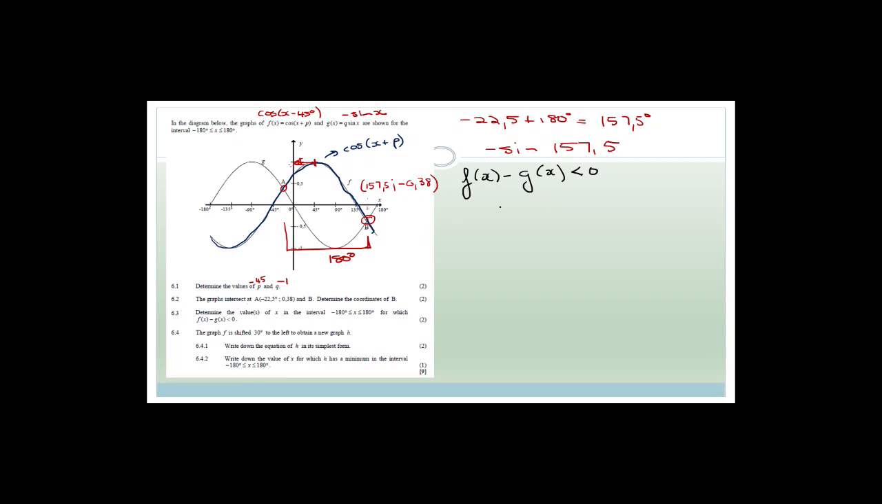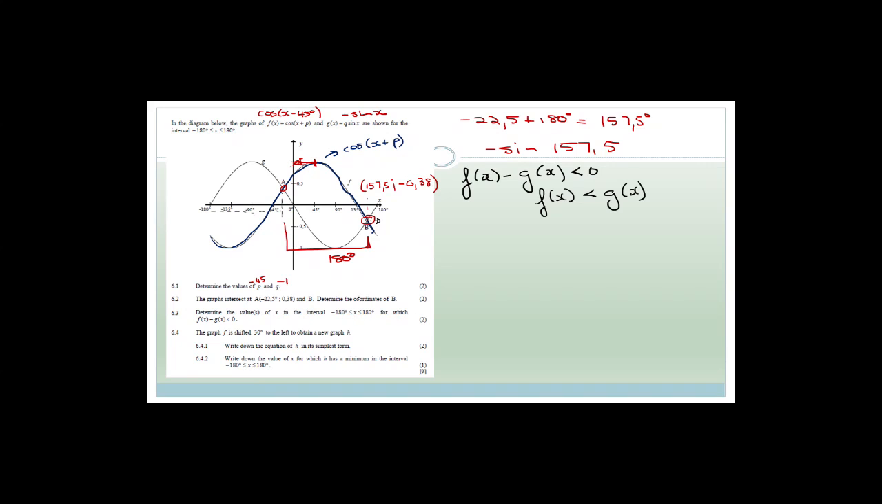Another way you could write this is f of x is going to be smaller than g of x. I'm just taking the g of x across. So they want to know for which values of x the y value of f of x is going to be lower than the y value of g of x. Now, f of x is the blue thing. So do you agree that all the way from here to there, the y value of f of x is lower than g of x? They're equal there. There, f of x is bigger. And over here onwards, f of x is lower again.